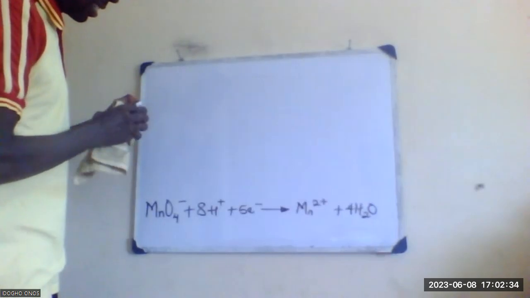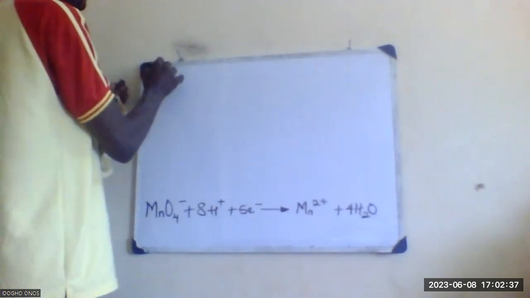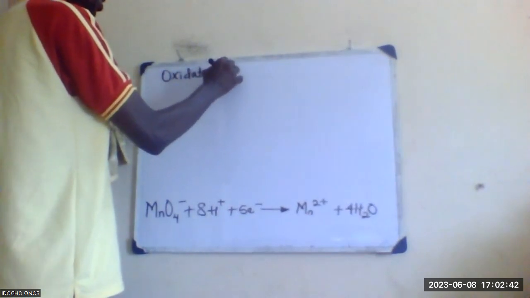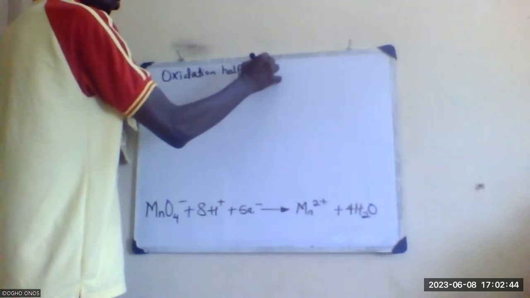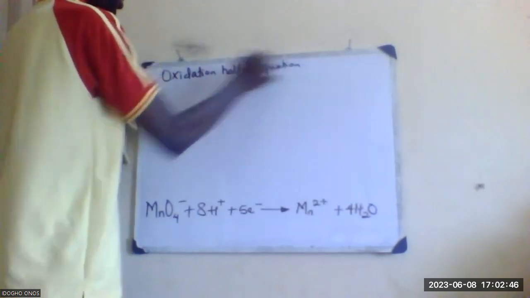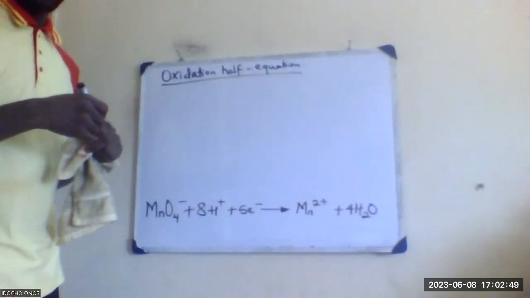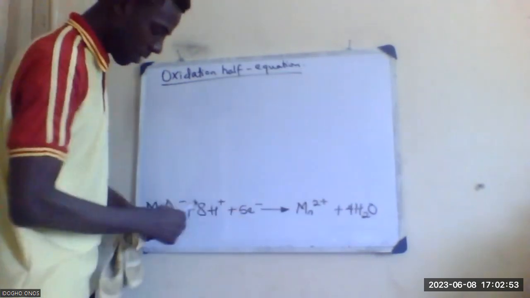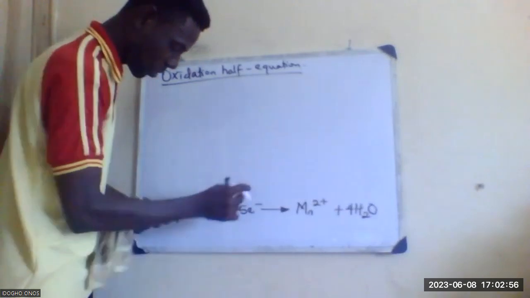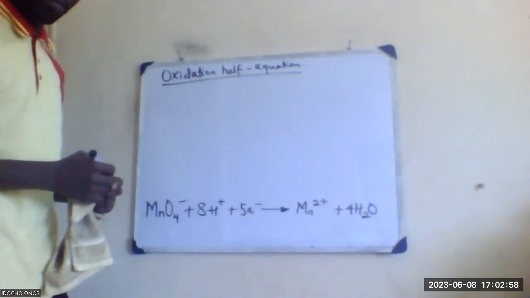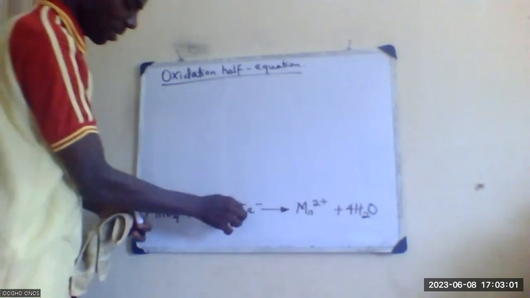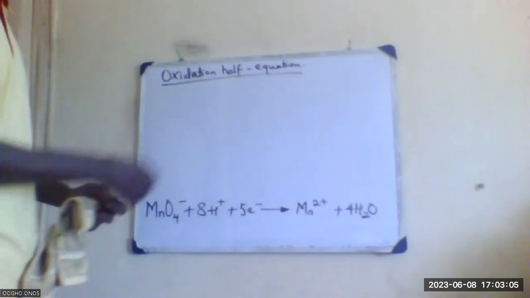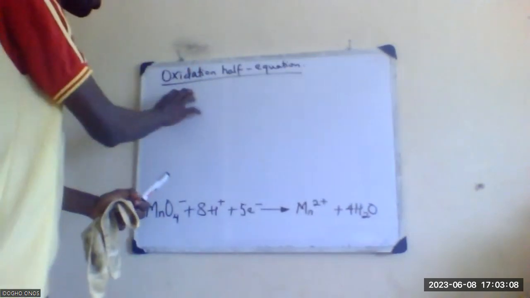Wait, sir, sorry. I didn't understand this electron that you write here. Is it how we came about the electron? Yes. How is this 6? It's not 6, it's 5. Okay, 5. Yes. Okay, I'm seeing it well now. Okay. Thank you. Welcome. So we'll go now to oxidation half equation.